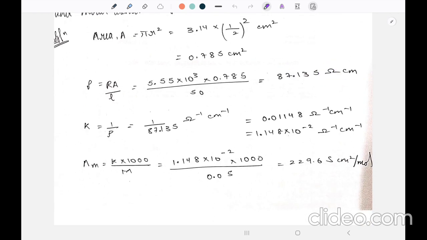And the conductivity is the inverse of resistivity. So we get the answer to be 1.148 into 10 to the power minus 2 ohm inverse centimeter inverse. The molar conductivity formula is K into 1000 by M. So by placing the values, we already know the conductivity. So we get the answer to be 229.6 Siemens centimeter square per mole.